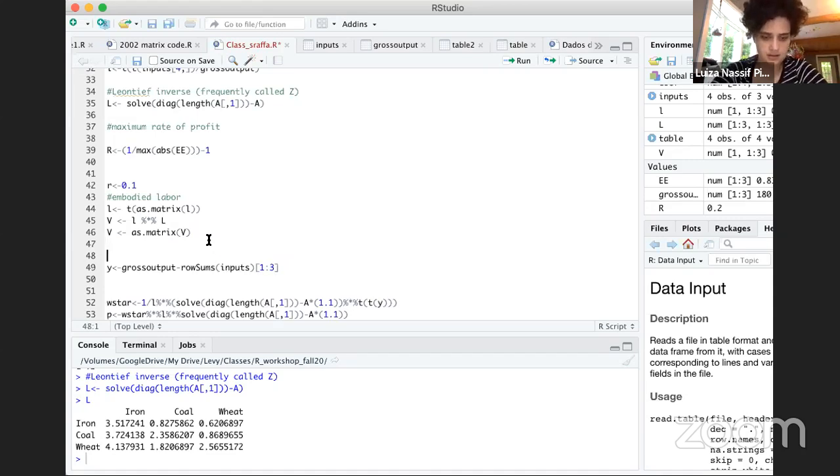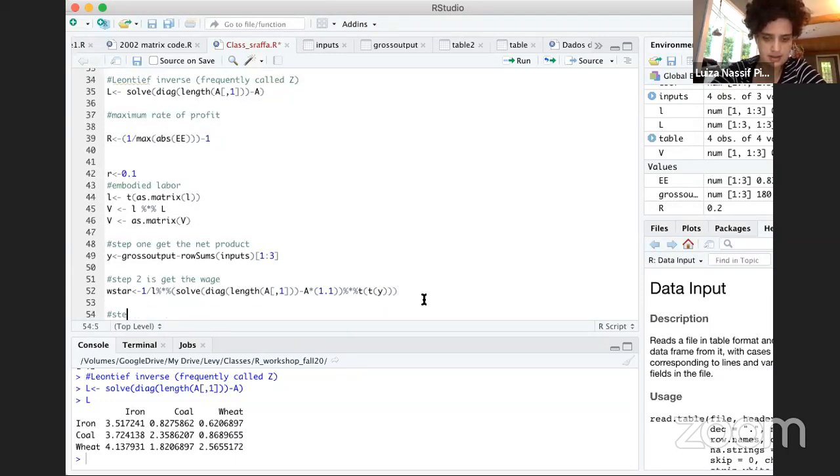Step 1 is get the net product. Step 2 is get the wage. And then step 3 is get the prices.